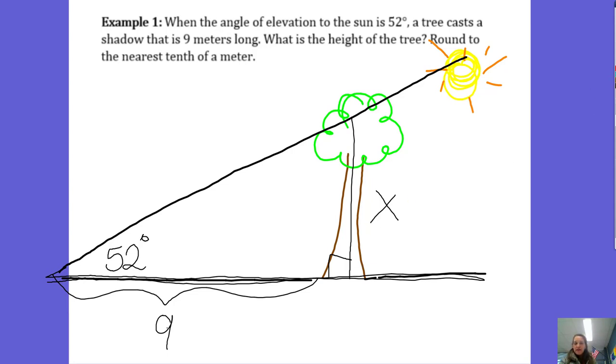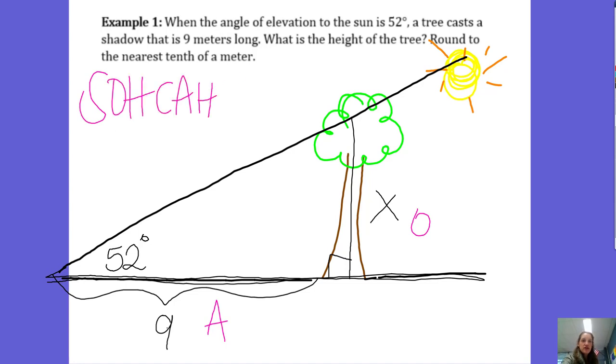Okay, I'm going to think about if this is my angle theta, is X opposite, adjacent, or hypotenuse? It's the opposite side. And 9 is the adjacent side. So, if I'm thinking about SOHCAHTOA, which of my three trig functions relates opposite to adjacent? It's tangent, opposite and adjacent. I'm going to use tangent because I am looking for the opposite side and I am given the adjacent side, so I'm going to use tangent.